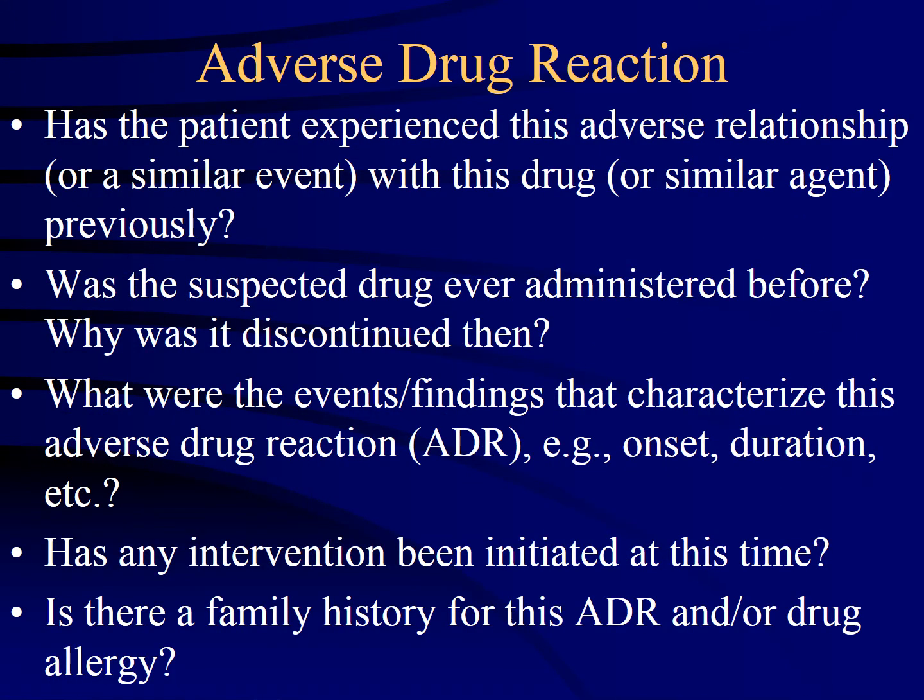Other questions to consider are, has the patient experienced this adverse event previously, or have they experienced this event with a similar drug? Was the suspected drug ever administered before? Why was it discontinued then? What were the events or findings that characterize this adverse drug reaction, the onset, duration, etc.? Has an intervention been initiated at this time? Is there a family history of an adverse drug event or adverse drug reaction or drug allergy?